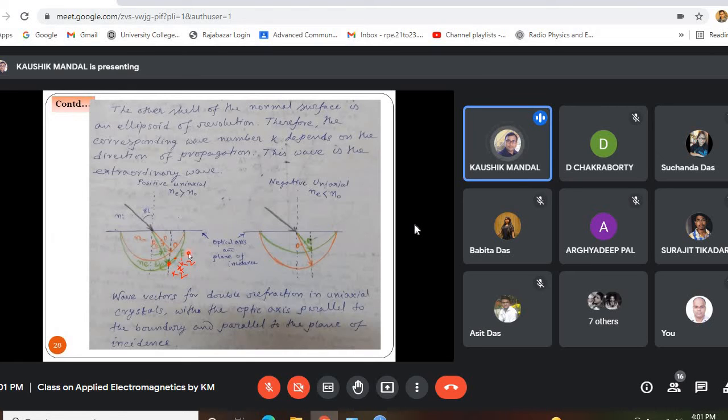That is the difference. So in case of isotropic materials, the refracted wave will follow Snell's law, but in case of uniaxial crystal, we will get two refracted waves. One is extraordinary, another is ordinary ray. Ordinary ray will follow Snell's law, whereas extraordinary ray will not follow Snell's law. I think it is clear to all of you.